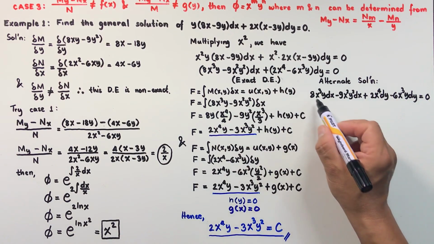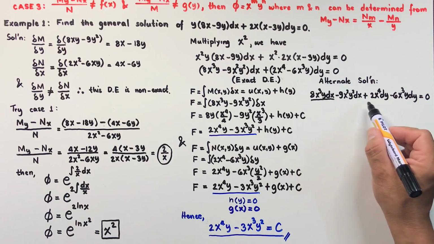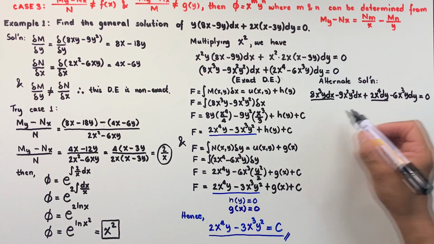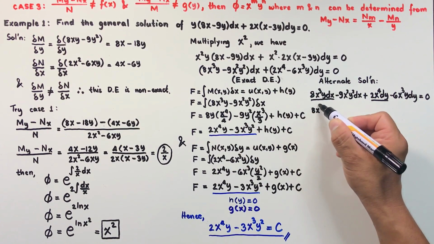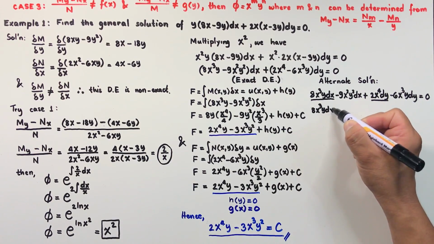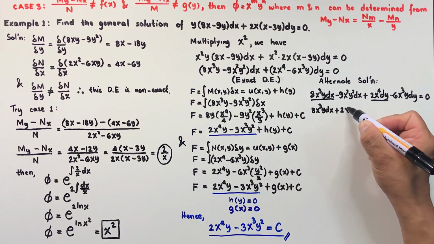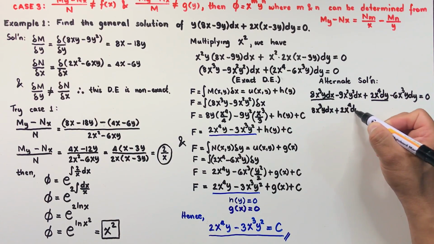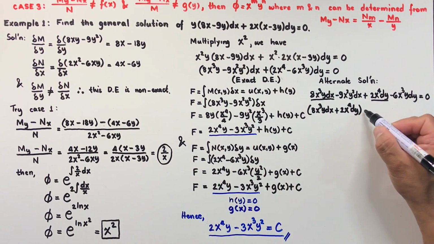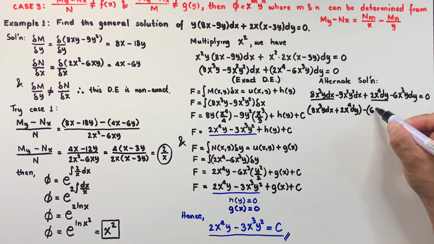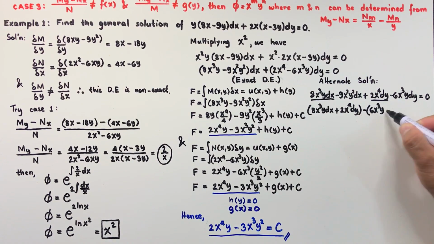And combining the terms which have higher exponents of x, we have 8x cubed y dx plus 2x to the fourth dy. So we group them as one, and we subtract here our 6x cubed y dy, and we add here plus 9x squared y squared dx, and this is equated to 0.